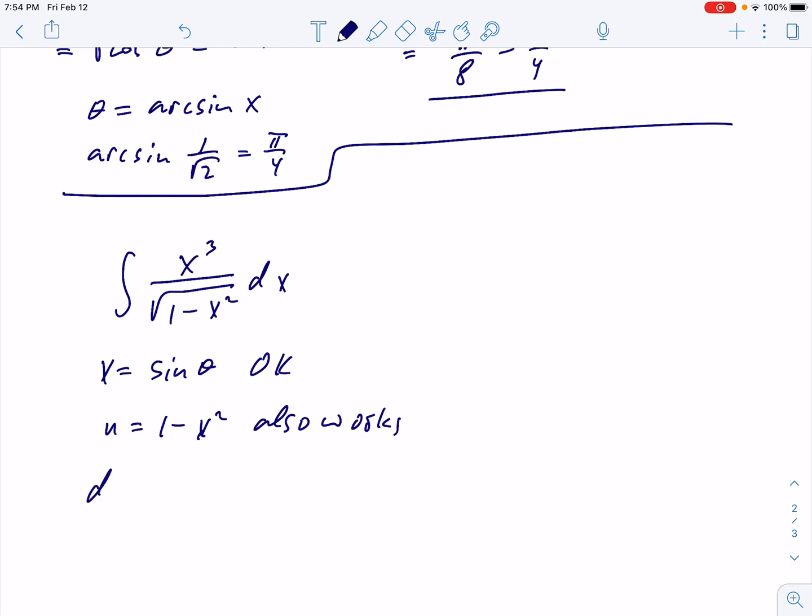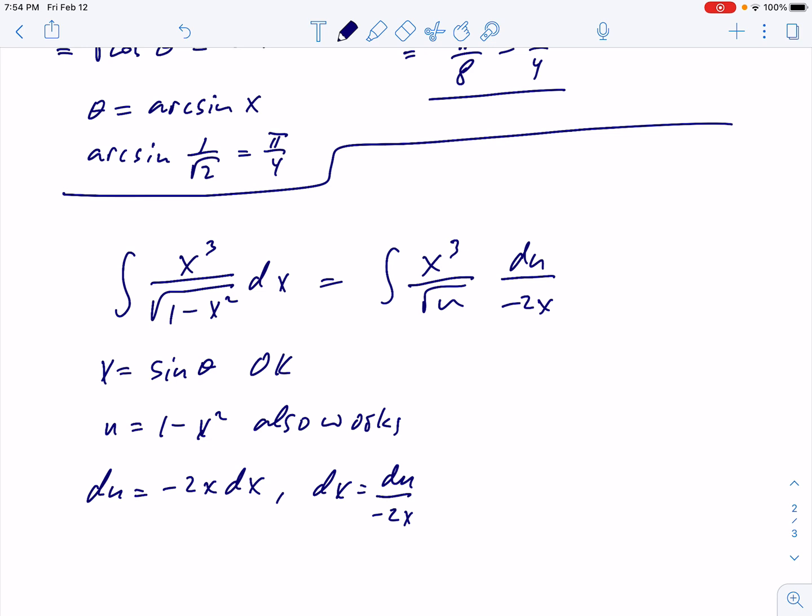How does it work? Here du is negative 2x dx. So we can replace dx by du over negative 2x. The integral becomes: here we have x cubed, here we have root of u below, and here we have du over negative 2x. Now, negative 1/2 can go outside, and reducing by x, we have x squared over root of u du.